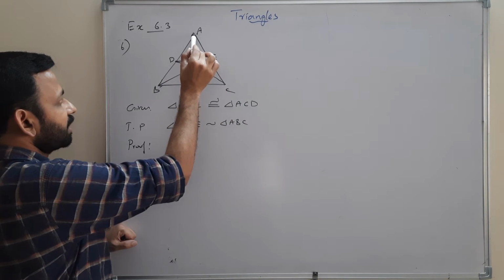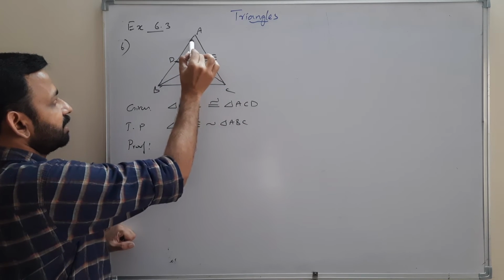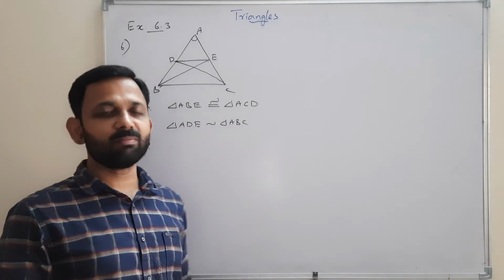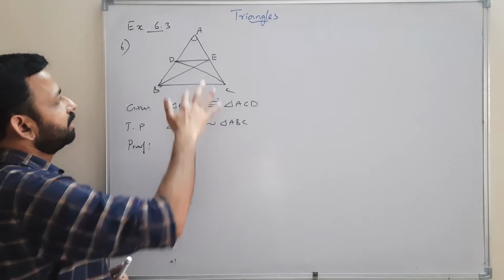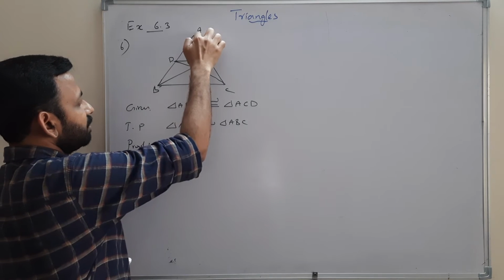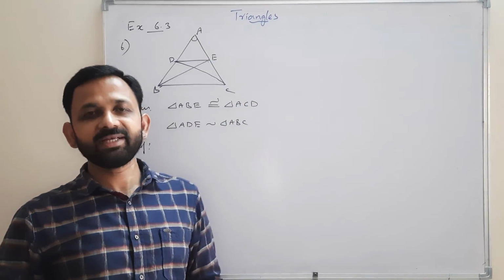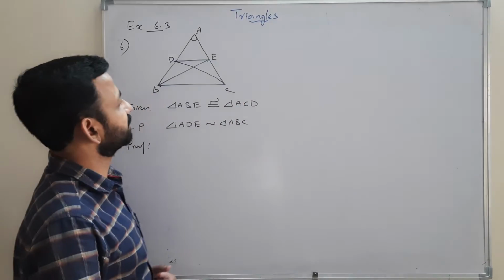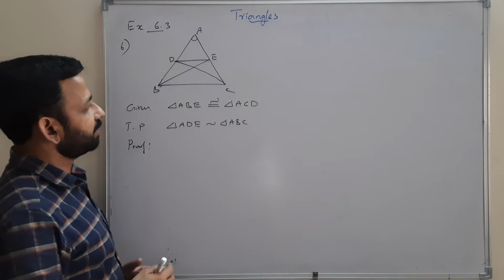So in triangle ADE and triangle ABC, angle A is common. Then if one angle is equal, and if we can prove AD upon AB equal to AE upon AC, then by SAS similarity theorem the two triangles are similar. So we need to prove AD upon AB equal to AE upon AC.